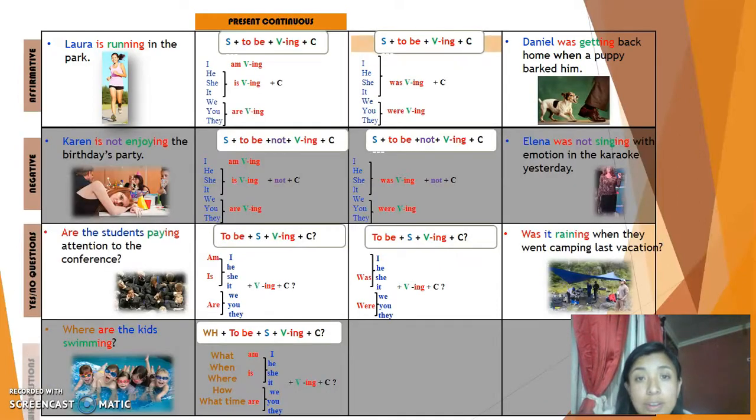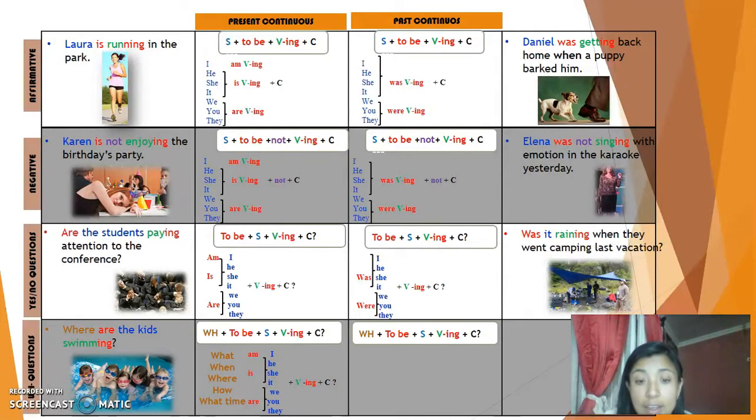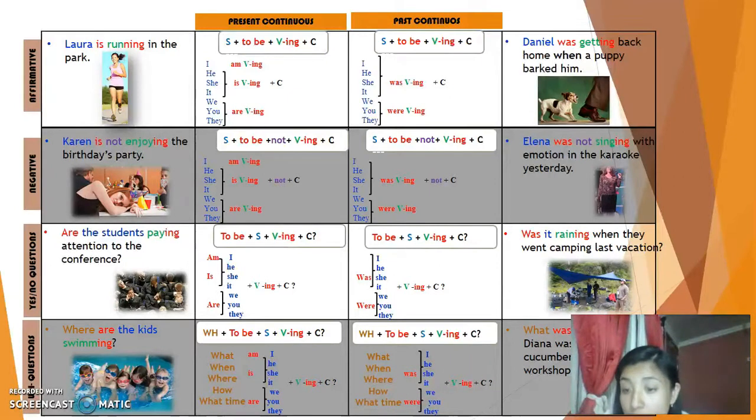And then let's see the formula for past continuous. In past continuous we have the same, similarly to present: WH plus to be plus subject plus verb ending in ing plus complement. Just the two forms, was and were, and also the WH words: what, when, where, how, what time, and others. Let's see the example that we have. What was Chris doing while Diana was shopping for cucumbers in the cooking shop?